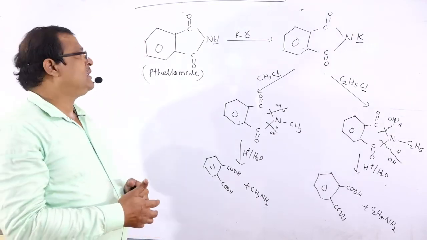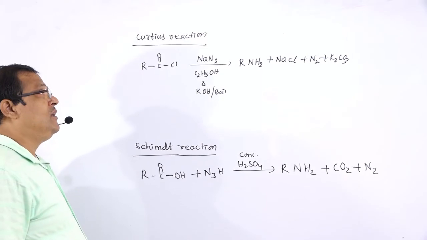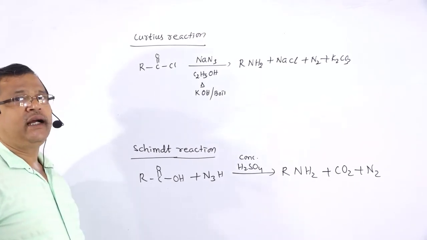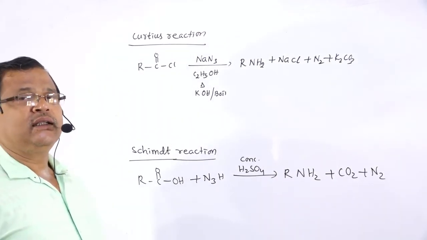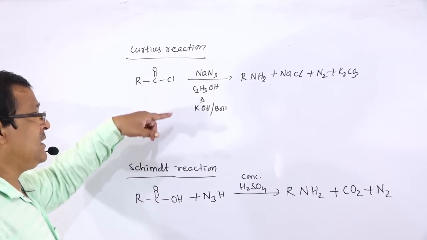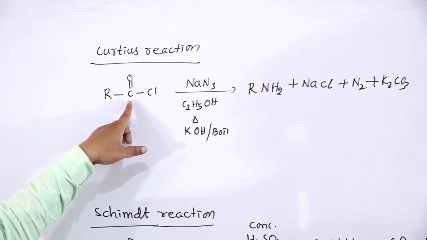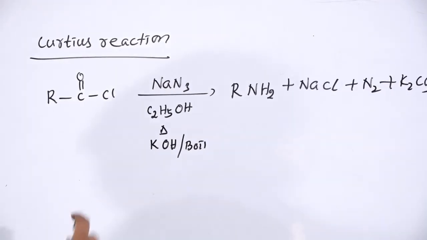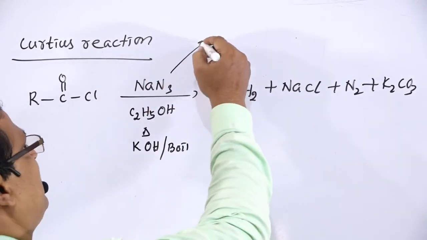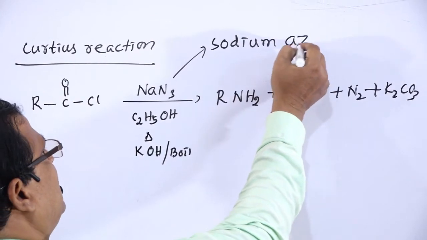Next we will see some of the other methods. The next method is preparation from acid chlorides, and that reaction is known as the Curtius reaction. The acid chloride, having the formula RCOCl, is treated with sodium azide. This is the formula for sodium azide.